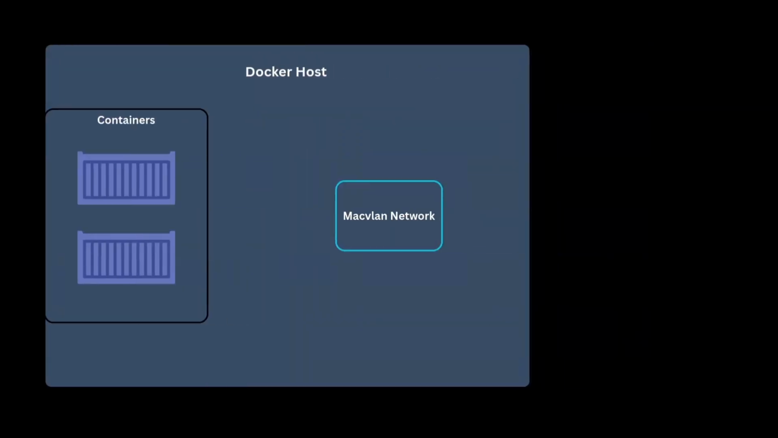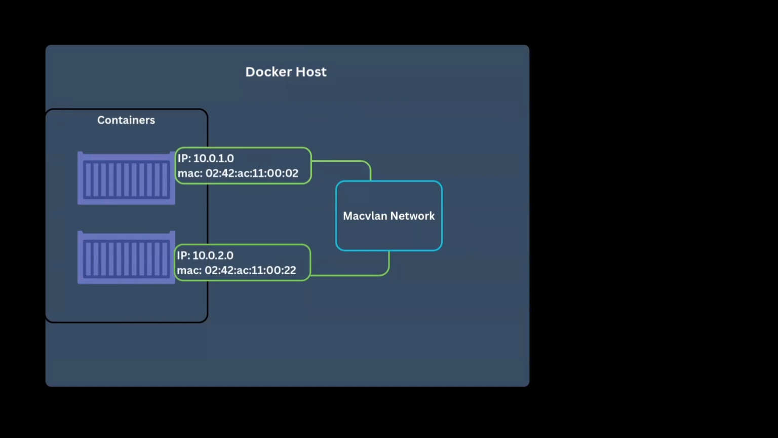The macvlan network assigns a unique MAC address and IP address to each container, making it appear as a physical device on the network. It is used when containers need their own network identity.